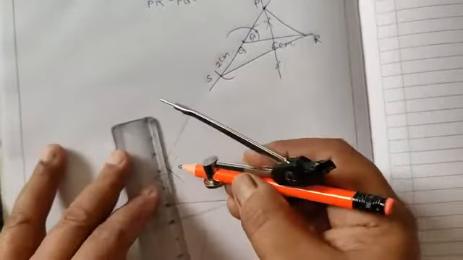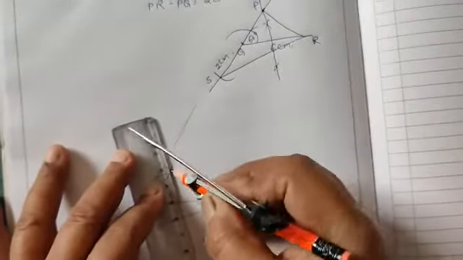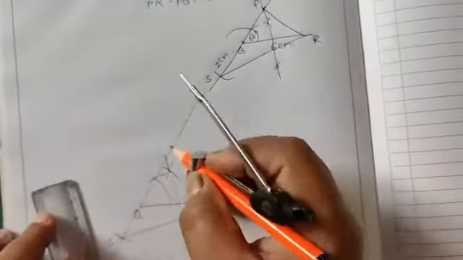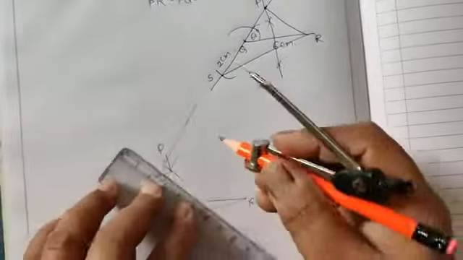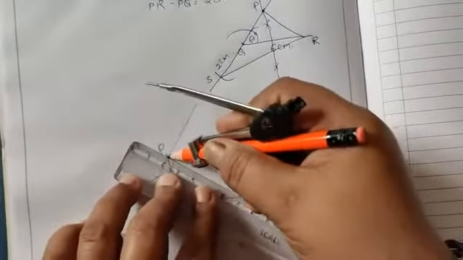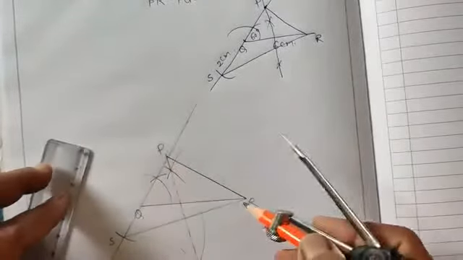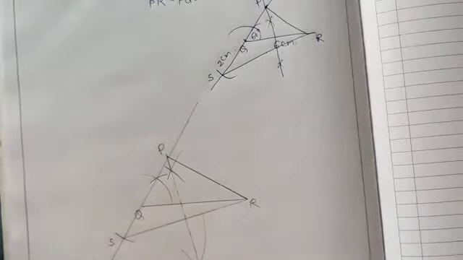Okay, this is the perpendicular bisector and produce the bisector up to point P. PQR is the required triangle.